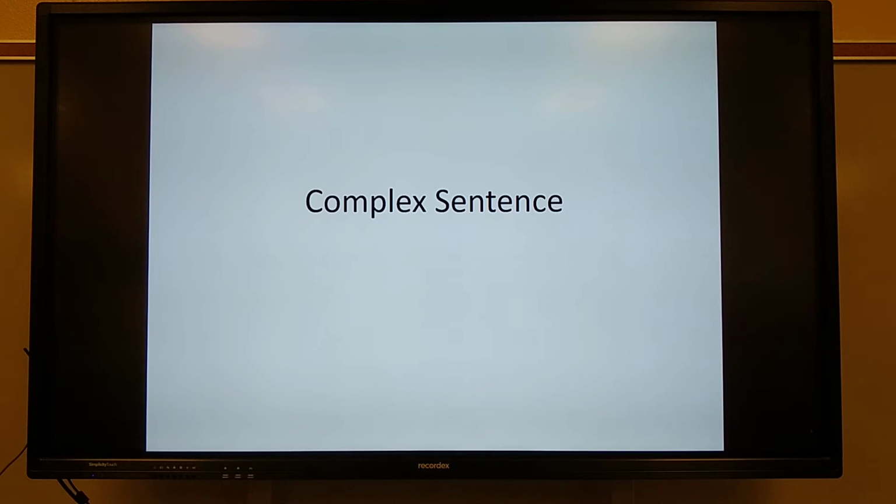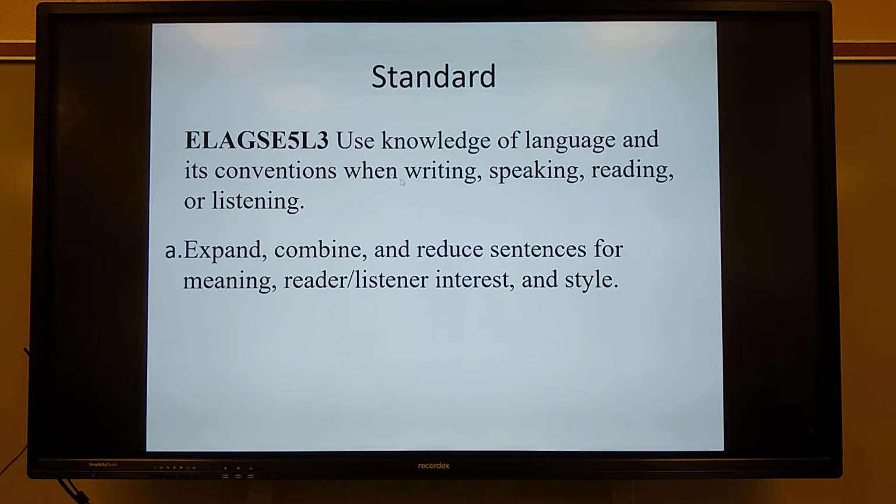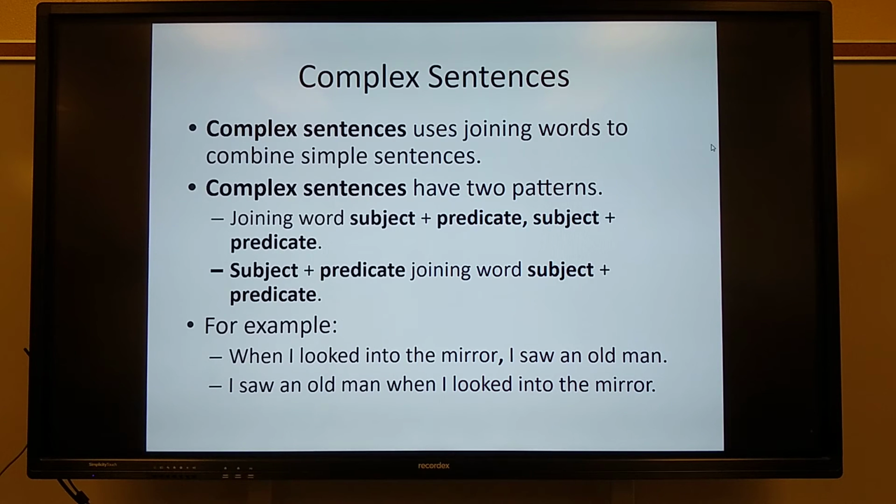All right, you little fifth graders, we've talked about simple sentences: subject, predicate. We've talked about compound sentences: subject, predicate, comma, conjunction, subject, predicate. So now we're moving on to complex sentences. Complex sentences use joining words to combine simple sentences.